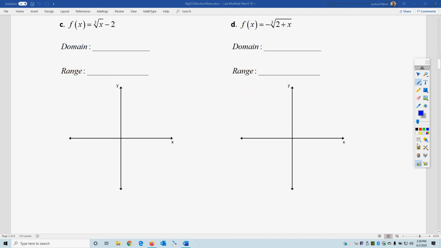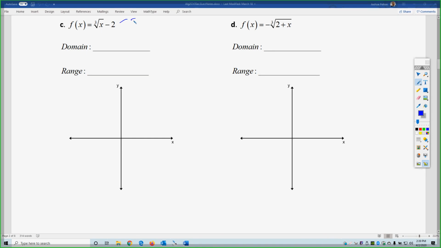Okay, now we have some odd roots. We have a third root. So the -2 is a shift downwards. Since it's on the outside, it affects y, so vertically down. So it moves down 2. And so you have your basic cube root graph or odd root graph. So the domain and range does not change because there are no restrictions on the odds.